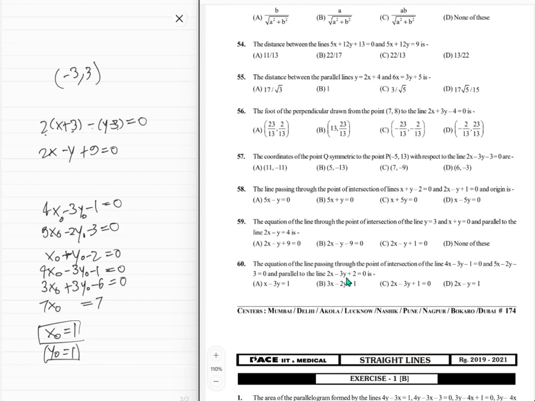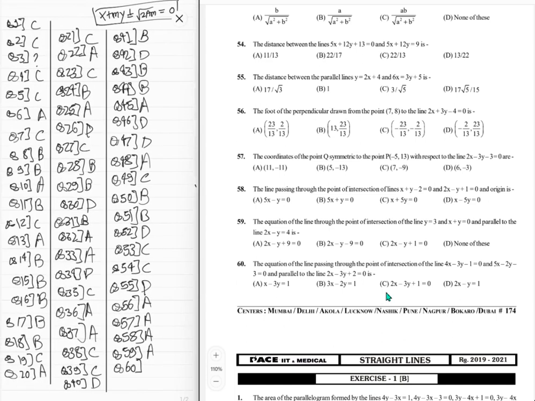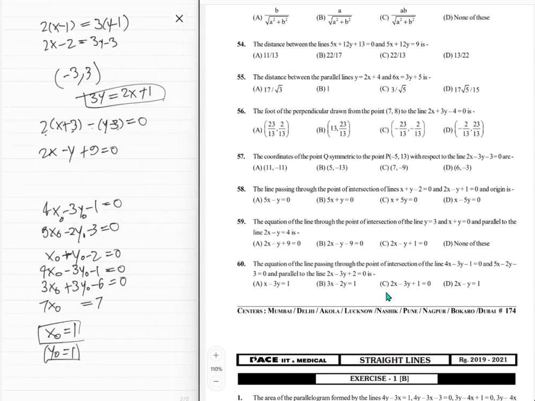So there we go. 1 comma 1 is the intersection point, and we want this to be parallel to this line. So 2 into x minus 1 equal to 3 into y minus 1. So 2x minus 2 equal to 3y minus 3, and that means 3y is 2x plus 1. There we go, that's our equation. In other words, 2x minus 3y plus 1 equals 0. That should be the C option. Right, so that's it.